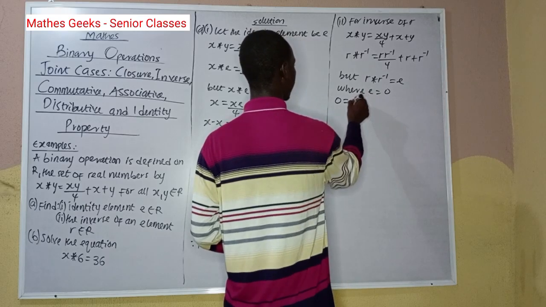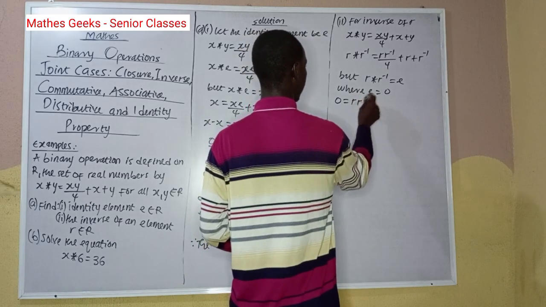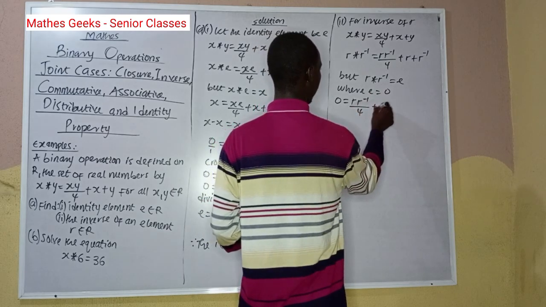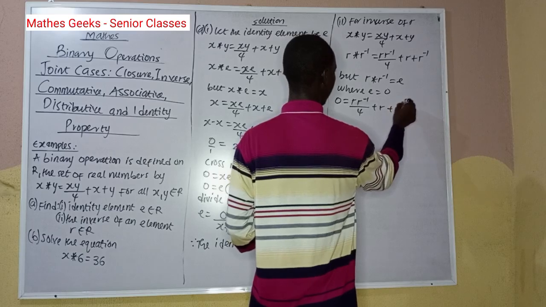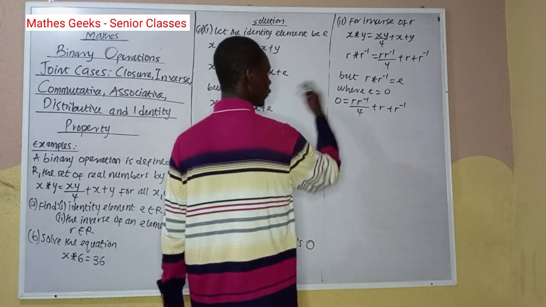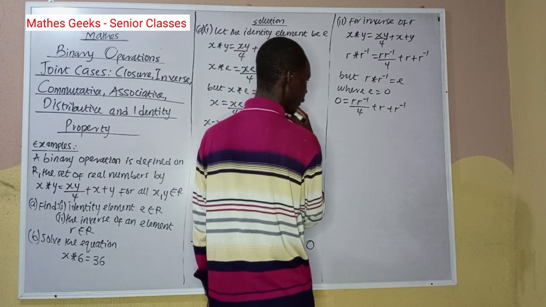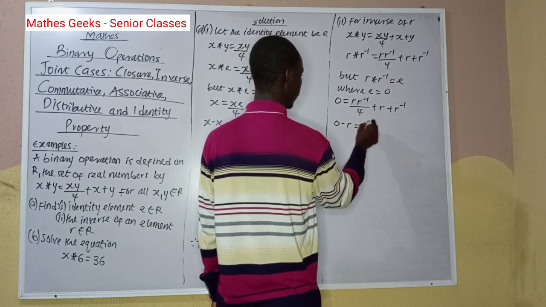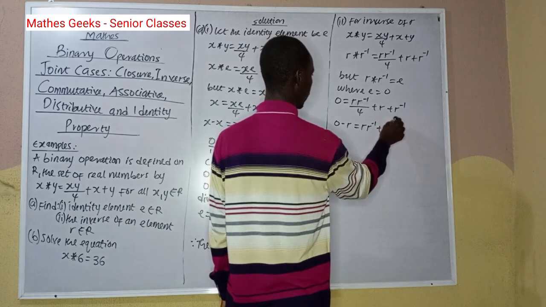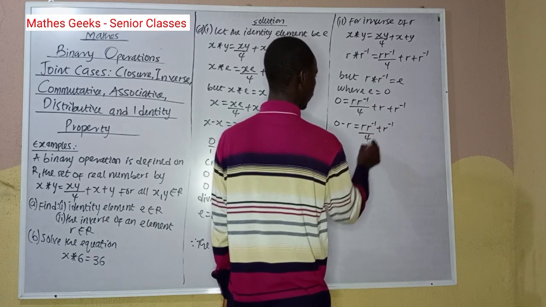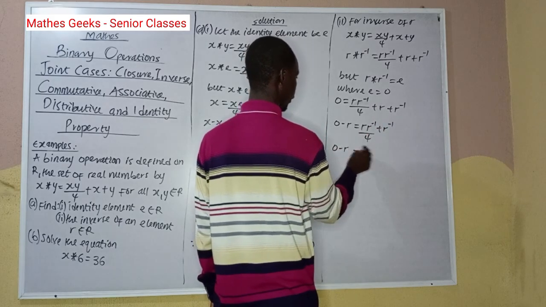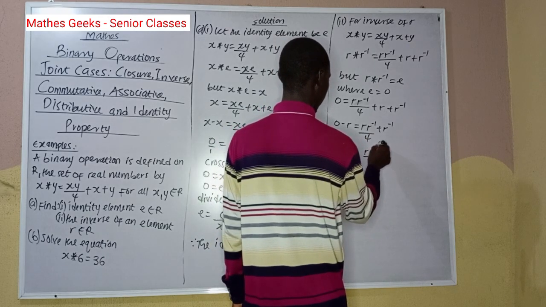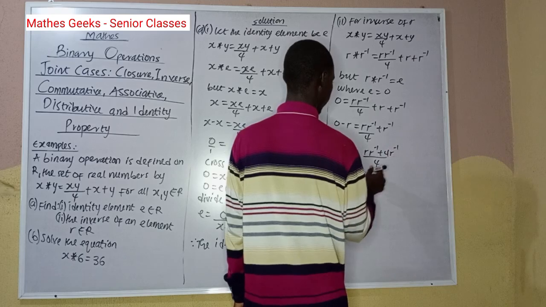So 0 is equal to r inverse over 4 plus r inverse. So what we need to take away from here is r. So 0 minus r is equal to r inverse plus r inverse. And here, remember this is 4. So our LCM, 0 minus r is equal to, LCM here is 4, 4 r inverse plus 4 r inverse.